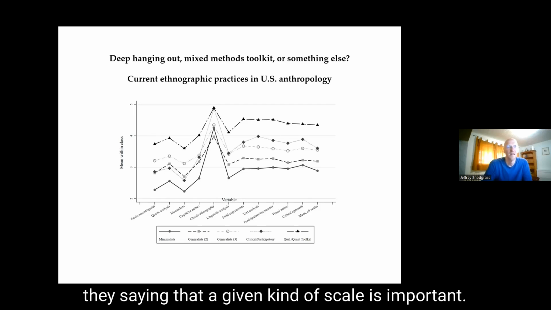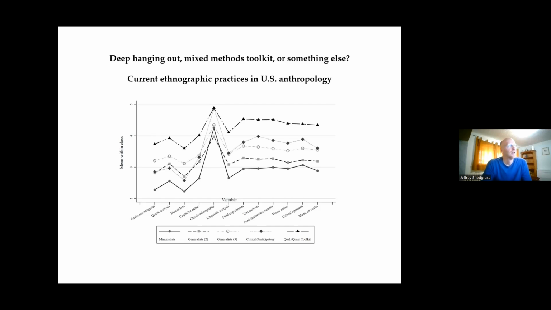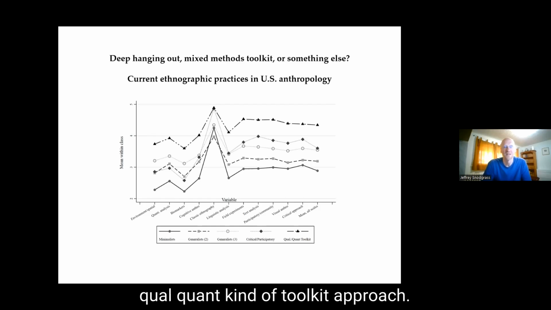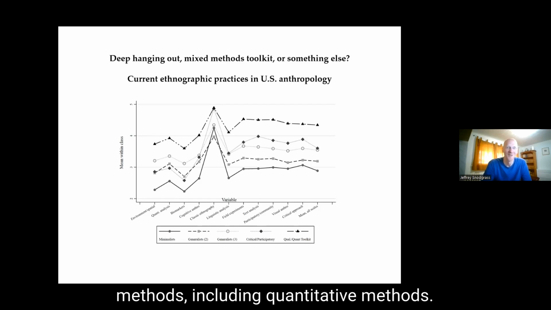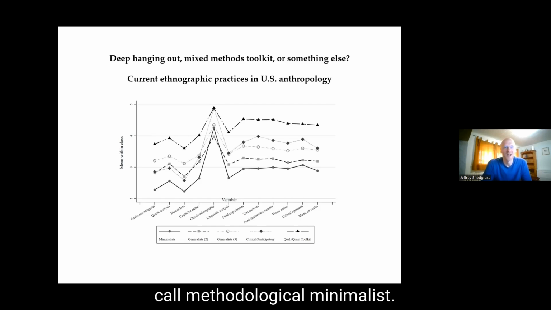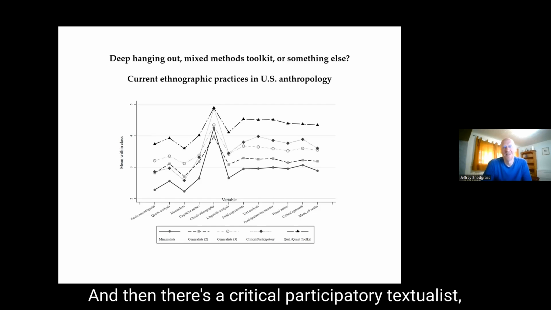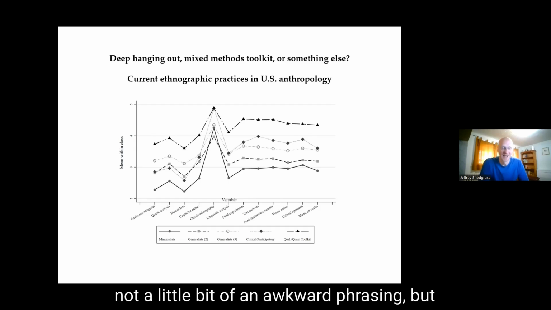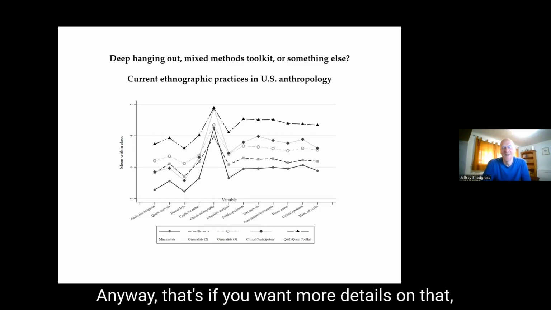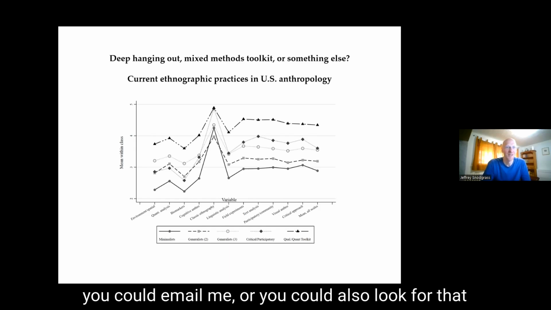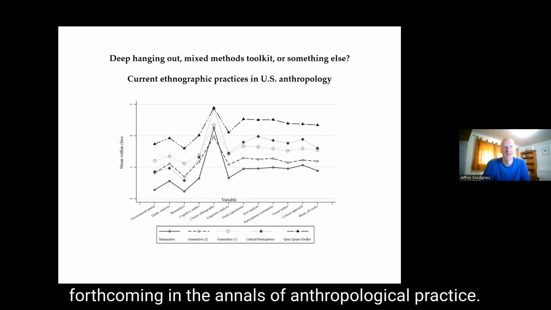On the top, there's what I call the qual-quant toolkit approach. They practice a lot of different kinds of ethnographic methods, including quantitative methods. At the bottom, there's what we call methodological minimalist. And then there's a critical participatory textualist, a bit of an awkward phrasing, but we're trying to do justice to the scales. Anyway, if you want more details on that, you could email me, or you could also look for that forthcoming in the Annals of Anthropological Practice.